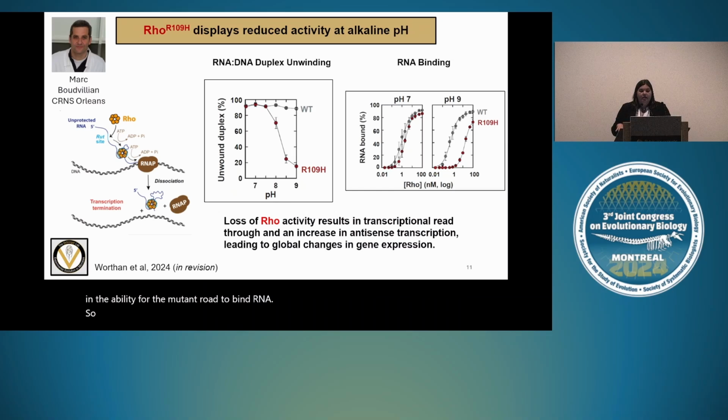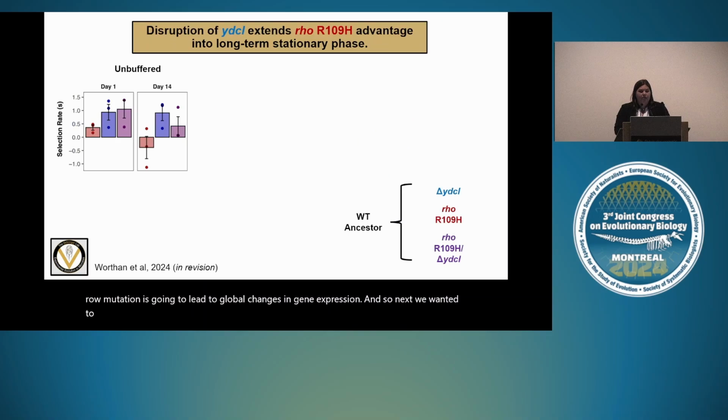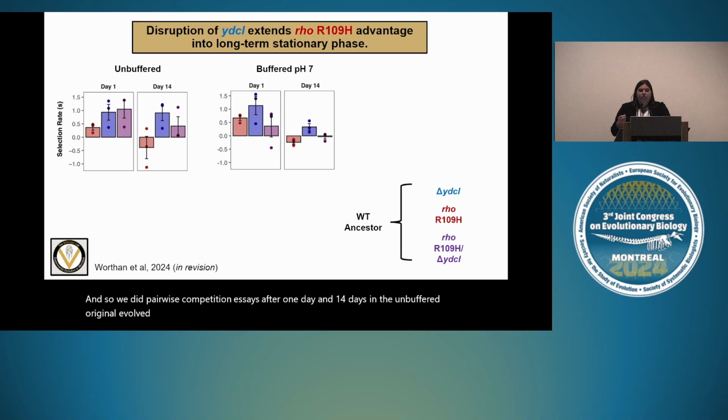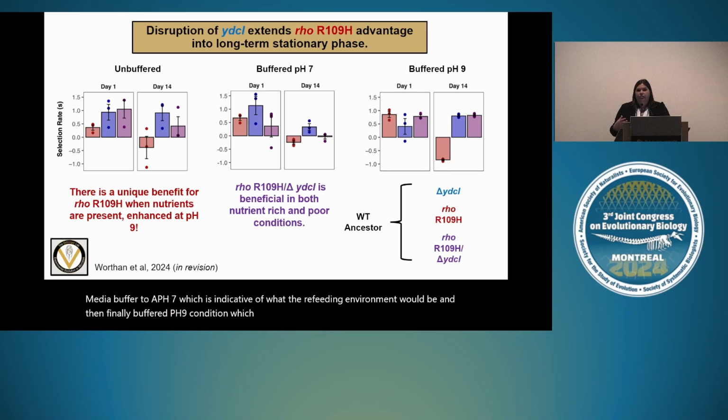Previous studies have illustrated that loss of Rho activity results in transcriptional read-through and an increase in antisense transcription. And so this indicates to us that this Rho mutation is likely going to lead to global changes in gene expression. Next we wanted to do some pairwise competition assays to try to tease apart under what conditions these mutations are favorable. We did pairwise competition assays after 1 day and 14 days in the unbuffered original evolved environment, media buffered to a pH 7, which is indicative of what the refeeding environment would be, and then finally a buffered pH 9 condition, which the populations are spending the majority of the time, essentially 98 out of 100 days each cycle.